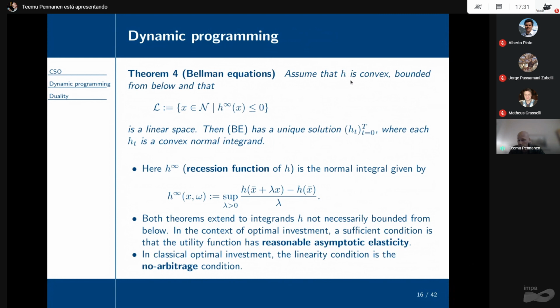We assume here that the H is a convex normal integrand. We assume for simplicity now that it's bounded from below. That can be dropped, that can be extended. And we assume this algebraic condition, which looks at the lower level sets of the so-called recession function of H, and requires this set has to be linear. This is a very general condition which, if you go back to the classical models in financial maths with illiquid market models, this condition here is exactly the no arbitrage condition on the financial market.